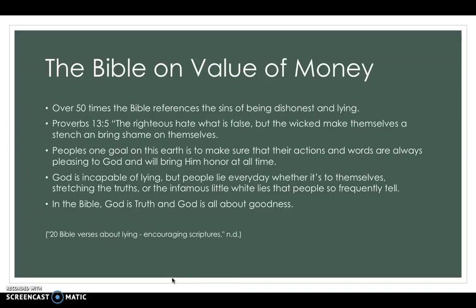God is incapable of lying, but people lie every day, whether it's to themselves or stretching the truth or the infamous little white lies that people tell so frequently. In the Bible, God is truth and God is all about goodness. So whether it's in our daily life or in our professional life, we have an honor to bring glory and honor to God at all times.